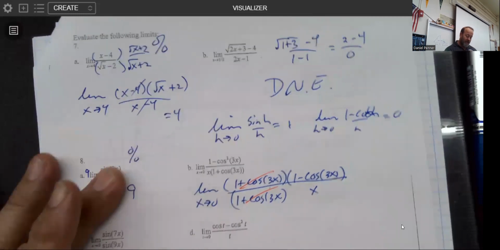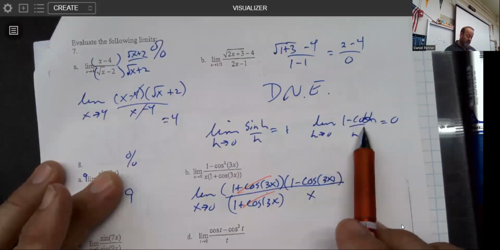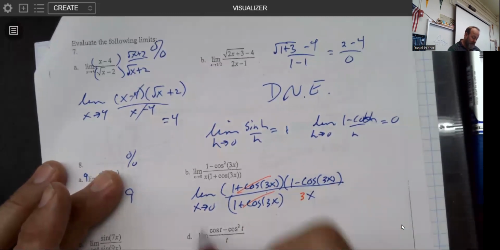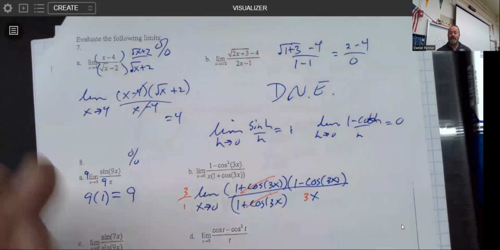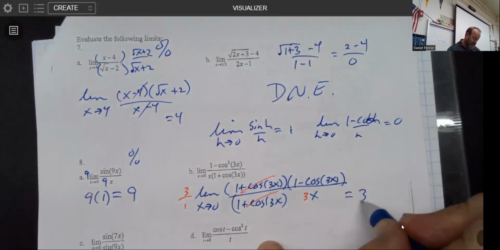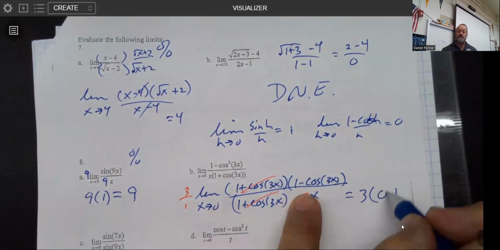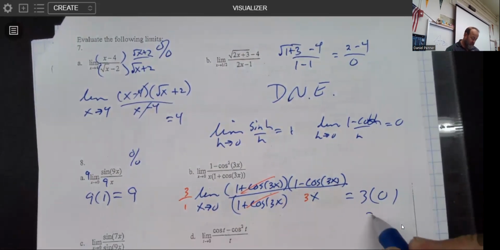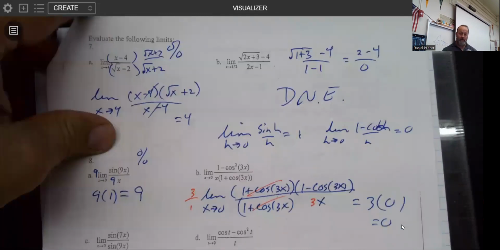But notice that we're very, very close to this one right here. So what we really want to do is make this match and put a 3 here at the bottom and a 3 here. But the funny thing is, since this limit is, I still got my 3 on the outside, since this limit is 0, then I guess that makes the limit of 3 times 0 precisely 0.